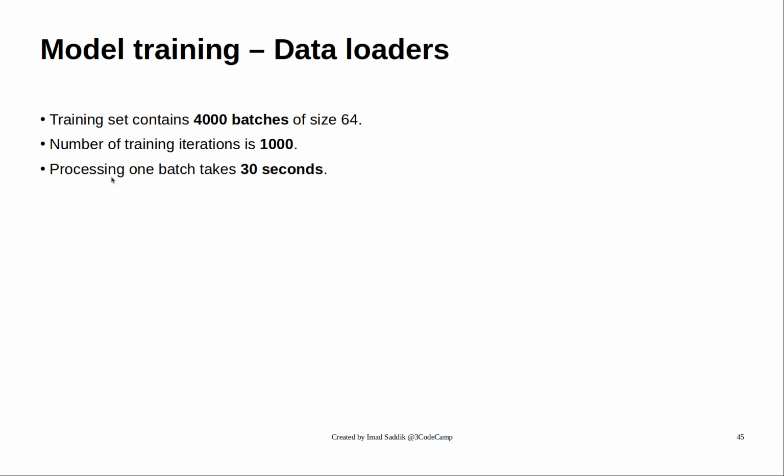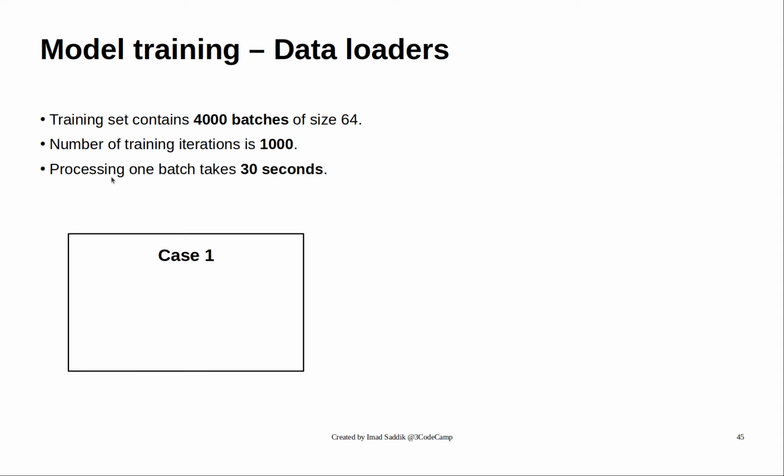If processing one batch takes about 30 seconds, we can calculate the training time. In the first method, we will take 1,000, multiply it by 1 because we have just one random sample that we selected, and we multiply that by the time it takes to process that batch. This will give us 8.33 hours.